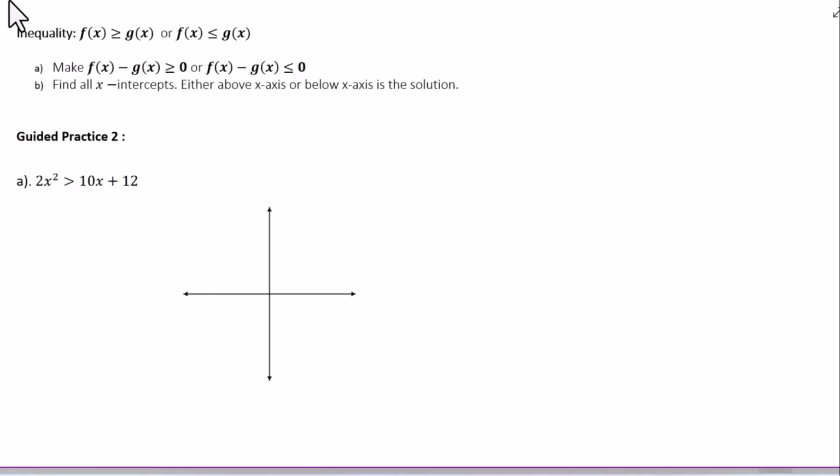When we want to solve f of x greater than or equal to g of x, or f of x less than or equal to g of x, we always make f of x minus g of x greater than or equal to 0, or less than or equal to 0. Then try to find all x-intercepts; either above the x-axis or below the x-axis will be the solution.